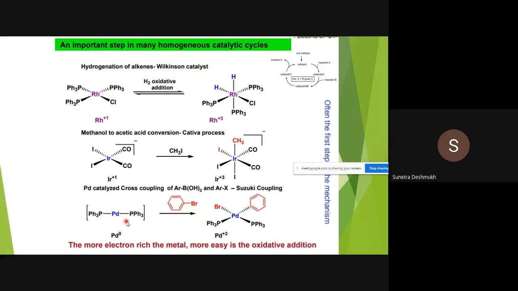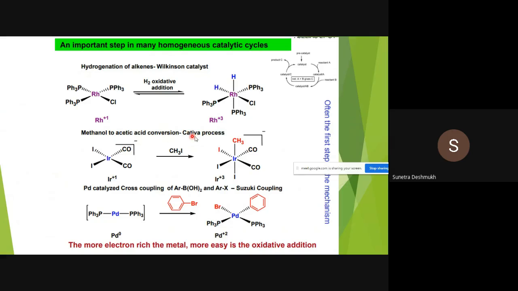Here is a Suzuki coupling. In Suzuki coupling, they have used palladium tris(triphenylphosphine). Okay, these ligands of triphenylphosphine are present on palladium. Palladium is in zero oxidation state, and this one is getting added. That means aryl bromide is getting added to this palladium. Okay, so here they have shown the addition of bromine on the aromatic ring. And now palladium oxidation state is changed by +2. So this is an oxidative addition reaction.